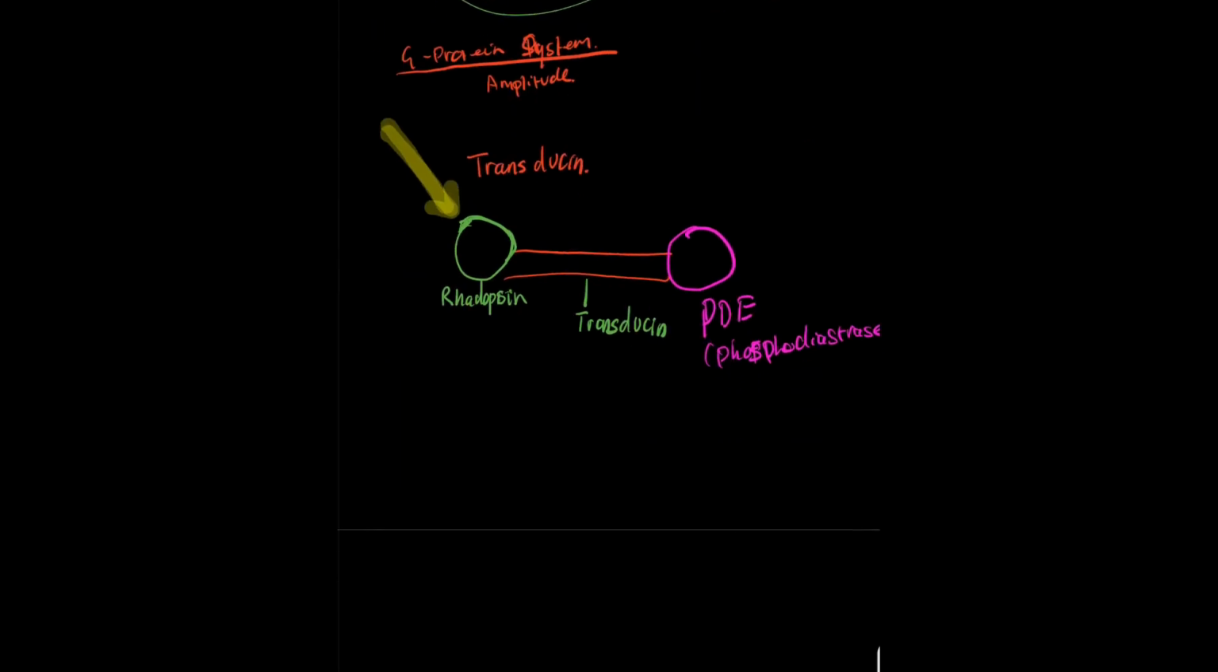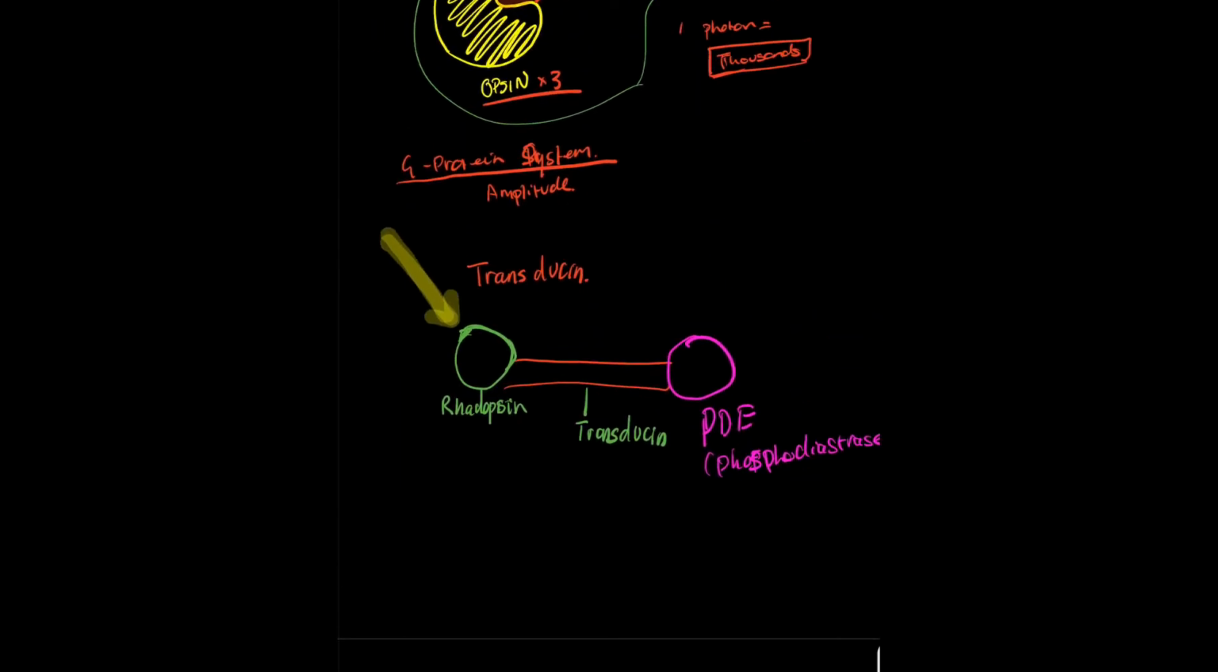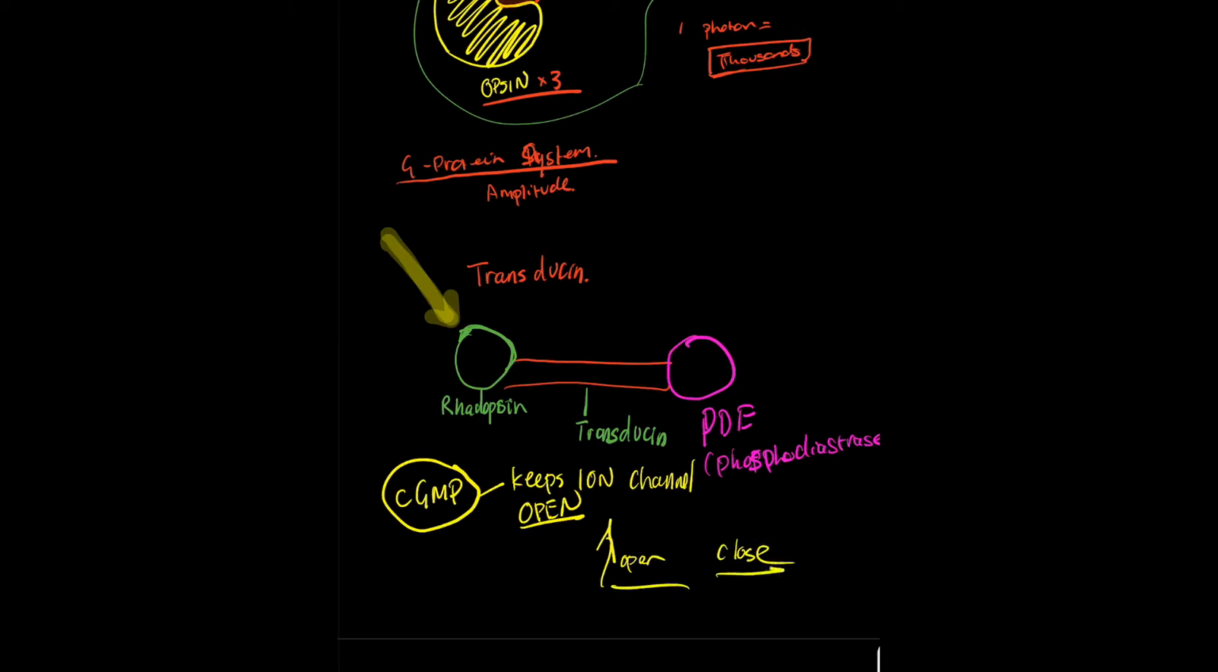Now, the star of the show of these molecules is cGMP. The one thing I want you to remember about cGMP is it keeps ion channels open, okay? This will become really important in a second. You have cGMP, ion channels open. If you don't, they close. That's the main point. So let's put this in a little bit of context about what this looks like.